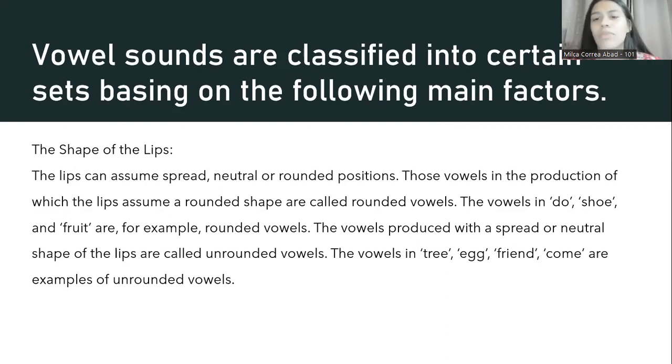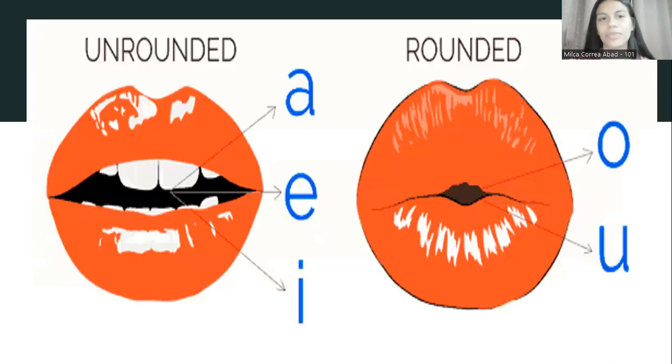The vowels that are produced with a spread or neutral shape of the lips are called unrounded vowels. For example, tree, egg, friend, come. Those are examples of unrounded vowels. And here, as I was doing with my mouth, you can see a better picture that explains this information. So we have words with the sounds a and e as unrounded, and o and u as rounded, right?